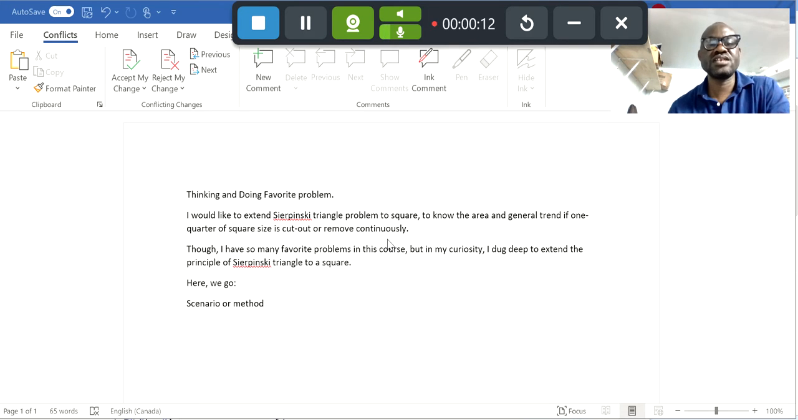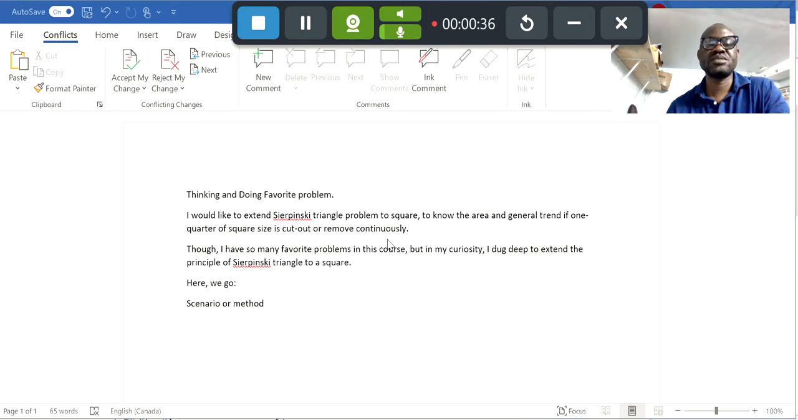And I would like to extend the Sierpinski triangle problem to a square, to know the areas and the general trend if one quarter of the square's size is cut out, or removed, continuously.